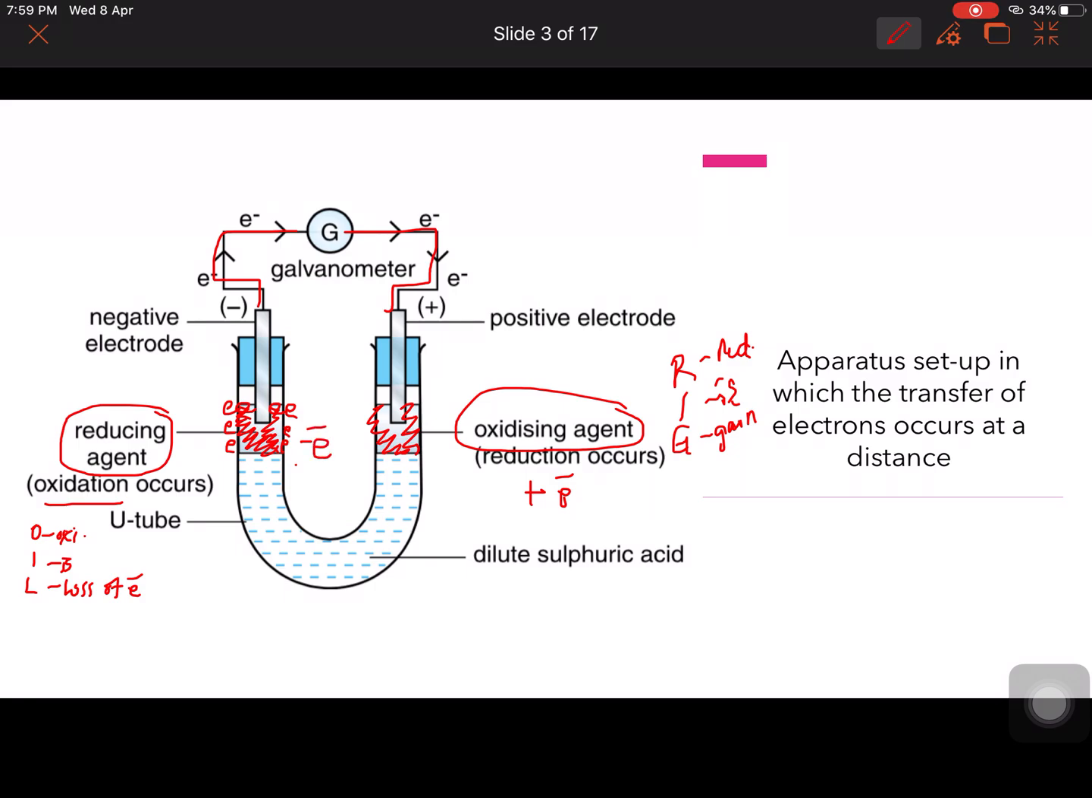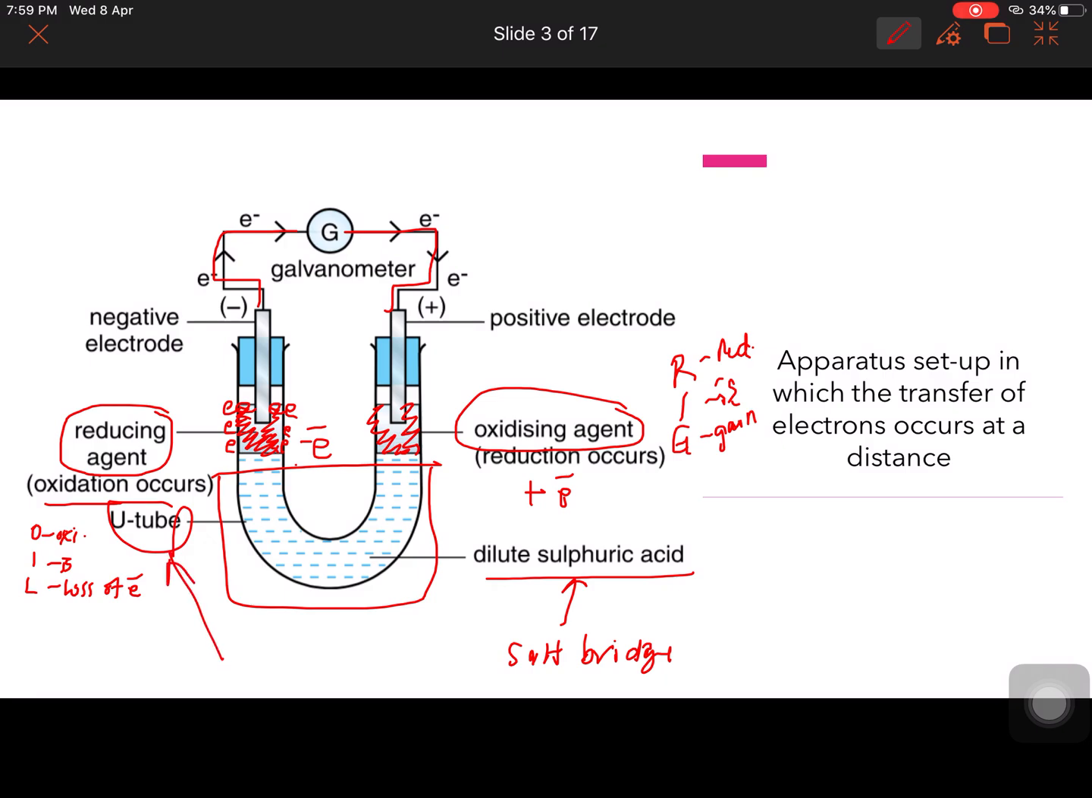This oxidizing and reducing agent are separated by this dilute sulfuric acid, and this is what we call a salt bridge. If you still remember what we learned in chapter 6, Form 4, electrochemistry, for the voltaic cell we have a salt bridge also. And this setup apparatus is in a U-tube.